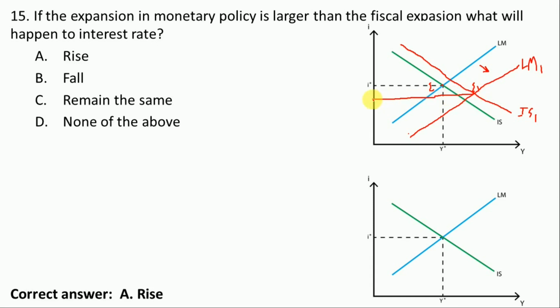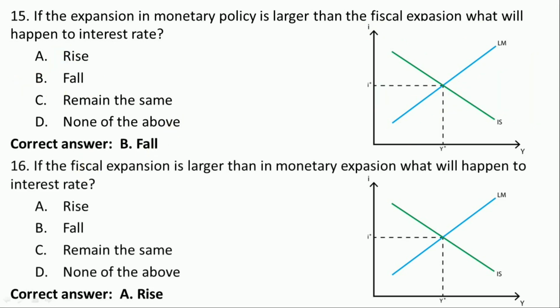ये हमारा जो रेट ऑफ इंटरेस्ट है वो कम हो गया from I to I0 like that. So therefore, as the expansion in monetary policy is larger than the fiscal expansion, the rate of interest will definitely fall. So the correct answer is B.